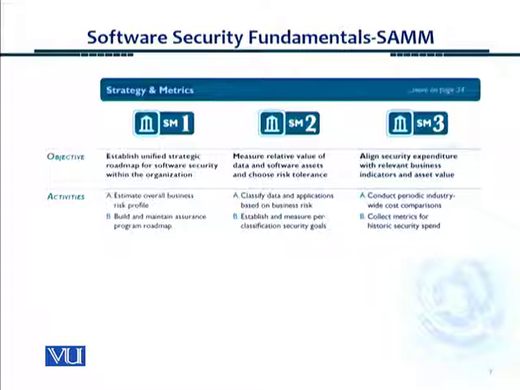And then this third practice is align security expenditure with relevant business indicators and asset value. This is creating a rationalization: how much risk is associated with which software, and how much are we really willing to spend according to the management go-ahead. And then we conduct a periodic industry-wide cost comparison and collect metrics for historic security spend.